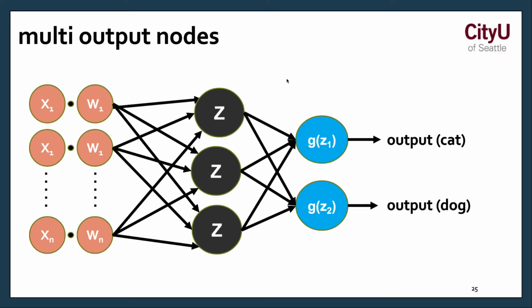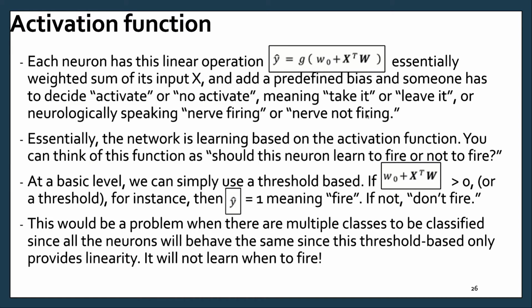And when you have multiple output nodes, it will look like this. Now, instead of a single output, last time we were just checking if it's a number 4. How about now if we're checking for a dog or a cat? So for the activation function, each neuron has this linear operation given that function. Essentially, a weighted sum of its input x plus a predefined bias, and someone has to decide to activate or not activate, meaning take it or leave it.